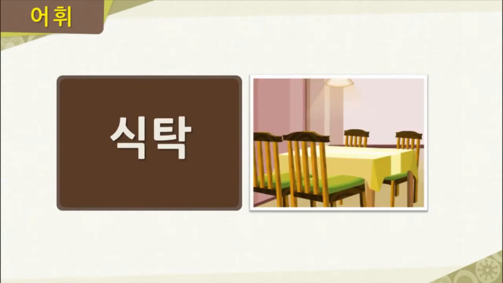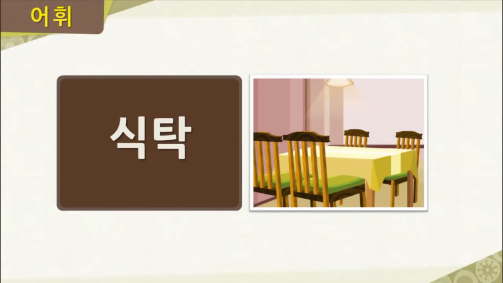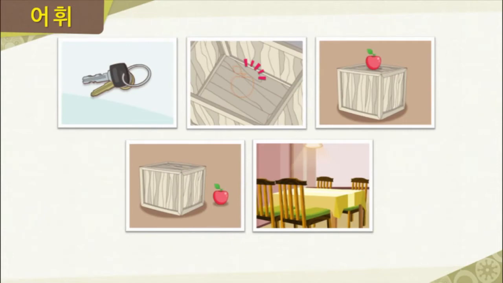Good. Now our next word here is 식탁. Now please read along and repeat after me. 식탁. Now on top of this 식탁, as you see in the picture, is where we would eat our meals. Now let's try saying this word one more time together. 식탁. Good, well done. Now we will go ahead and review the vocabulary that we've just gone over.